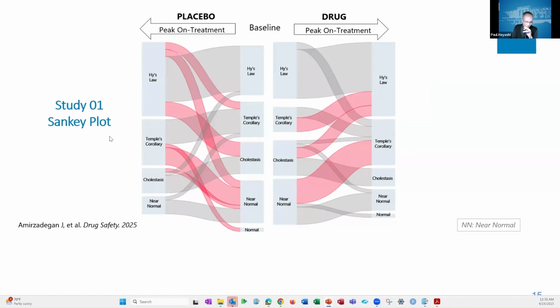So this is study 1. It's an actual trial where the patients had grossly abnormal liver baseline tests. Placebo on the left, drug on the right, baselines in the middle. So we categorized every patient based on their baseline values, and then we watched them migrate during the trial. Placebos went from right to left. Drug went from left to right.